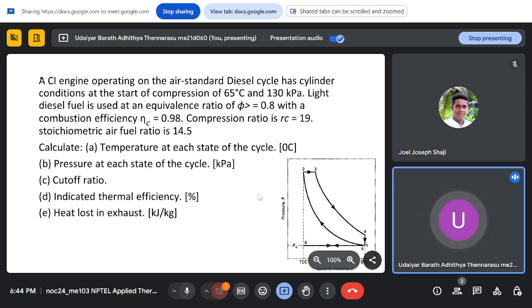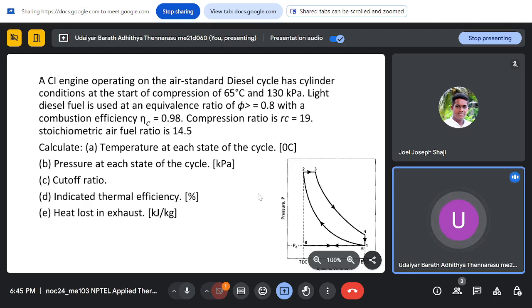A CI engine operating on the air standard diesel cycle has cylinder conditions at the start of compression of 65 degrees Celsius and 130 kilopascal. Light diesel fuel is used at an equivalence ratio of greater than or equal to 0.8.